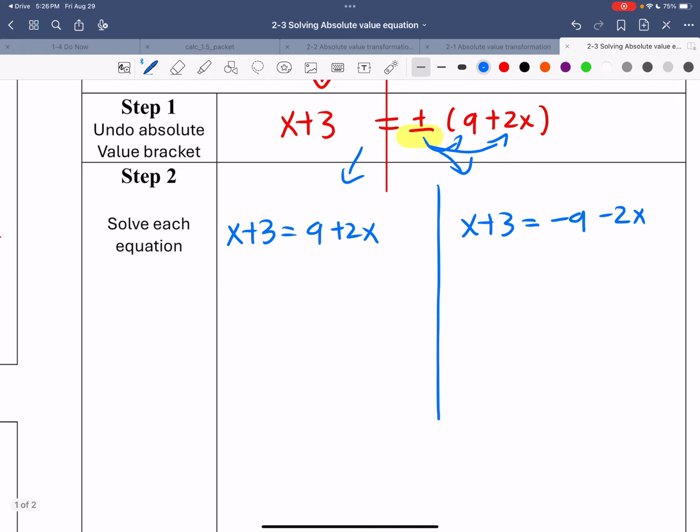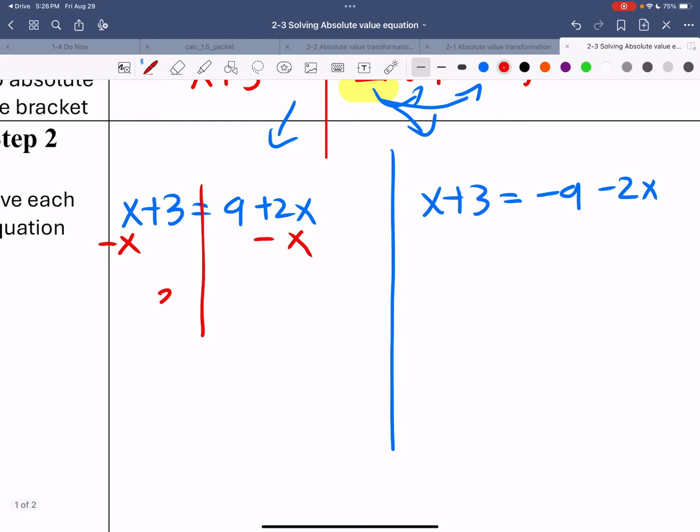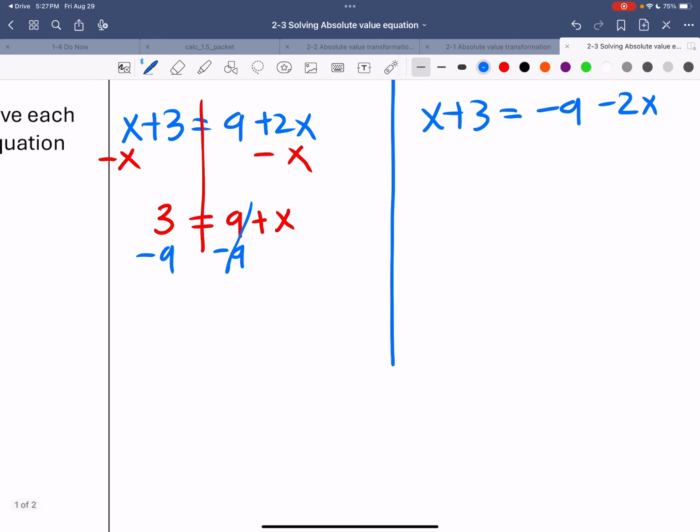And the only thing that you have to do is to solve for x. So here, always get rid of x first. So I'm going to put minus x on both sides. So I will have 3 equals 9 plus 2x minus x, which is just x. And I'm going to subtract 9 on both sides. You will get 3 minus 9 is negative 6 equals x. So x equals negative 6. That's one of the options.